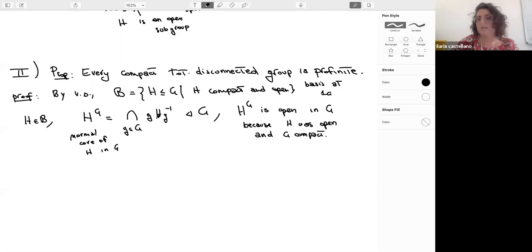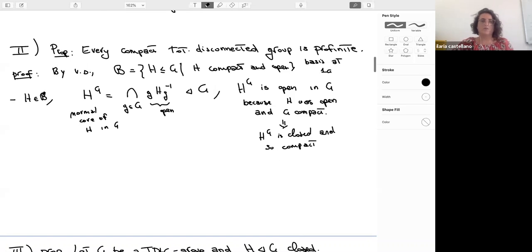So this is a finite intersection of open sets. These are open because conjugation was open. So this is again open. And in particular H_G is open, and this means that H_G is closed, and so compact. And I can do this for any H. So for an arbitrary H in B, I can always find H_G, which is normal in G, open and compact, and it is contained in H, because H appears in this intersection.